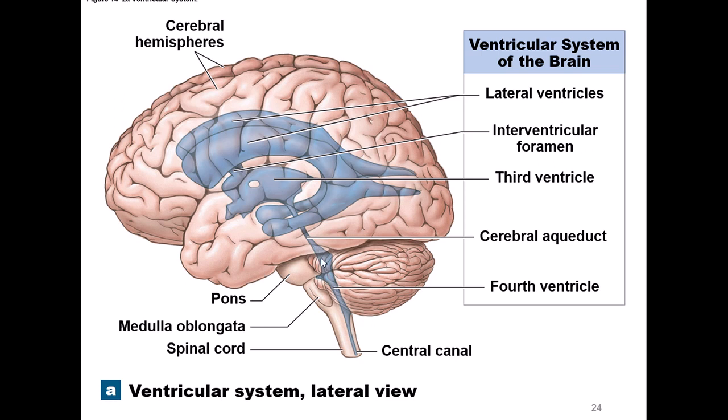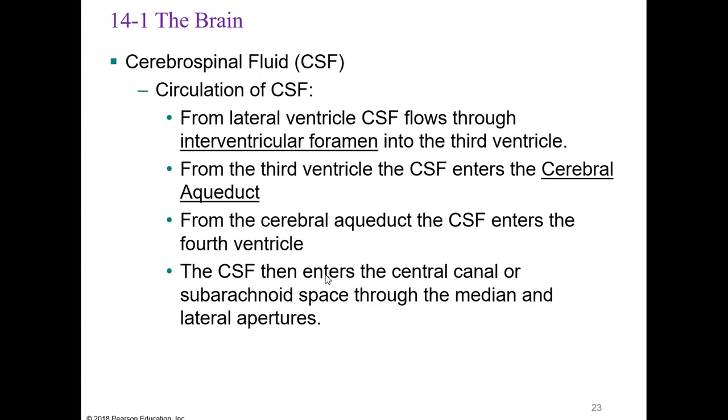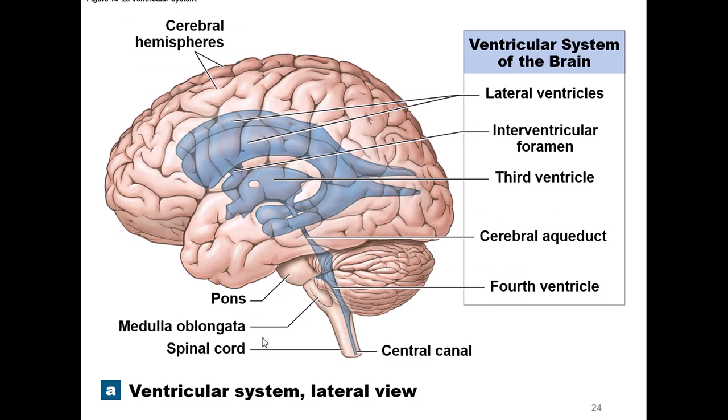Once we're in the fourth ventricle, more cerebrospinal fluid is going to be made. And at this point, there's a couple openings known as apertures. There's a median aperture that's going to open up into the central canal, and then two lateral apertures that open up into the subarachnoid space. So it's from the fourth ventricle here that the fluid goes into the subarachnoid space, and then you can even see it here going down into the central canal.